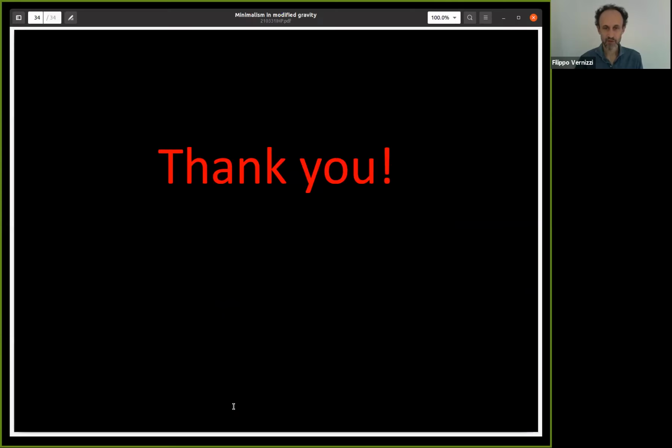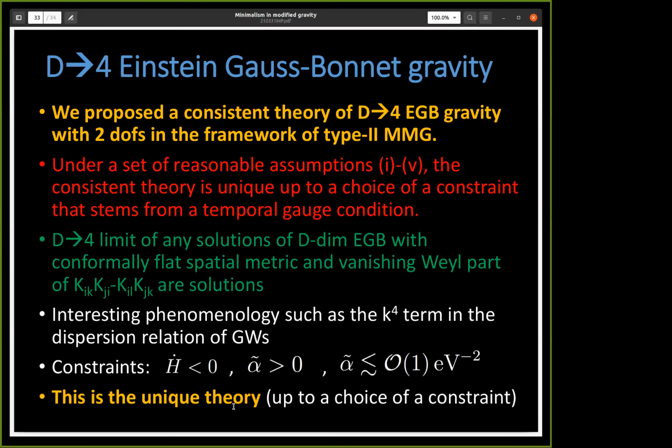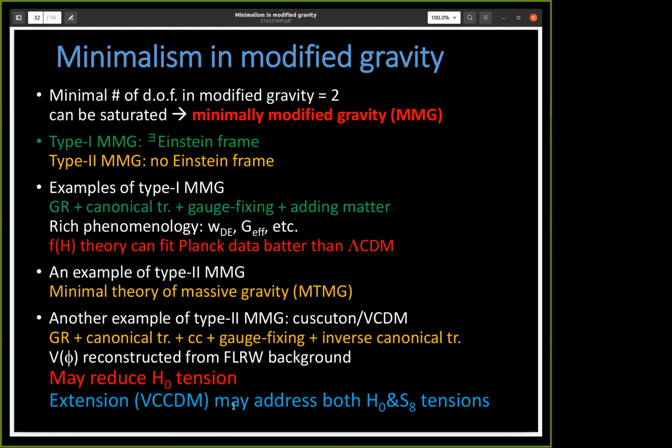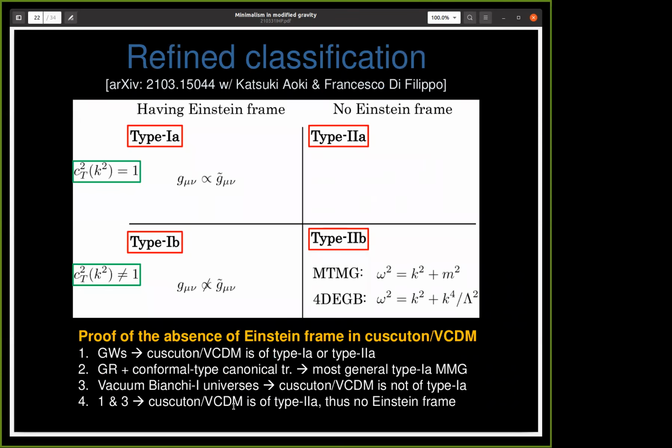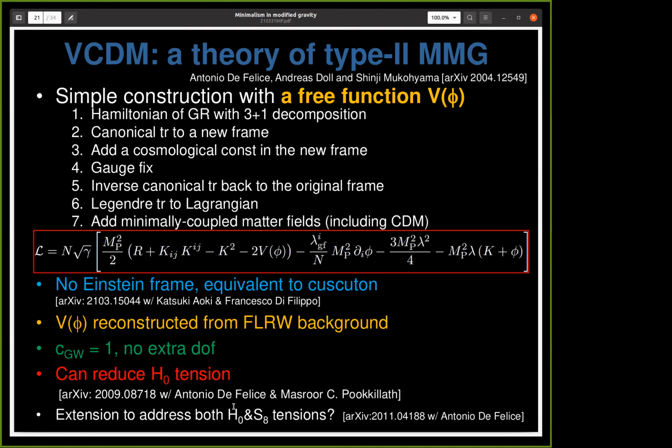Thank you very much, Shinji. We have already a question. Henri? Yes, good morning. Thank you for the talk. You showed a procedure for obtaining these type 2 models. I wanted to know which type of symmetry this type 2 brings such that there is no Einstein frame for its description.